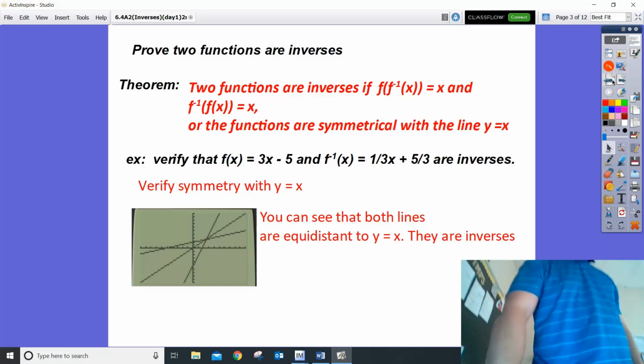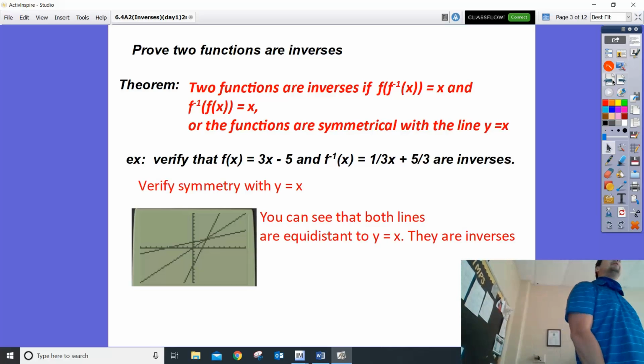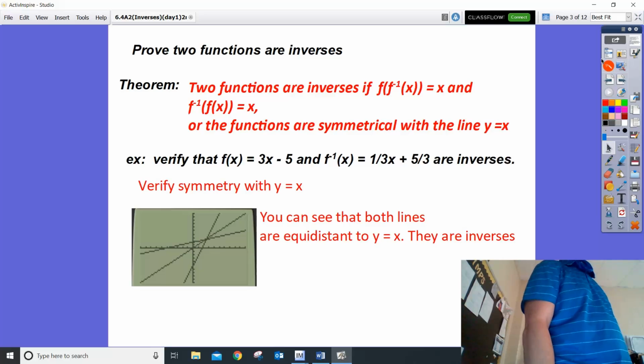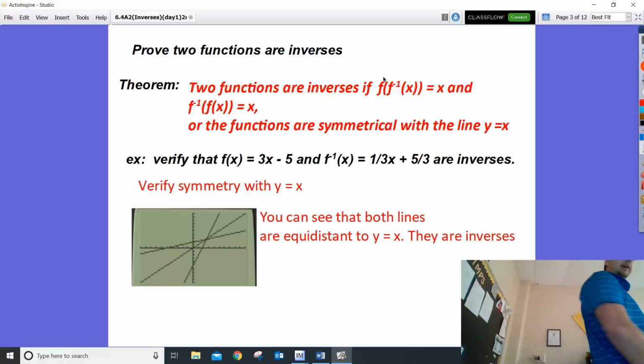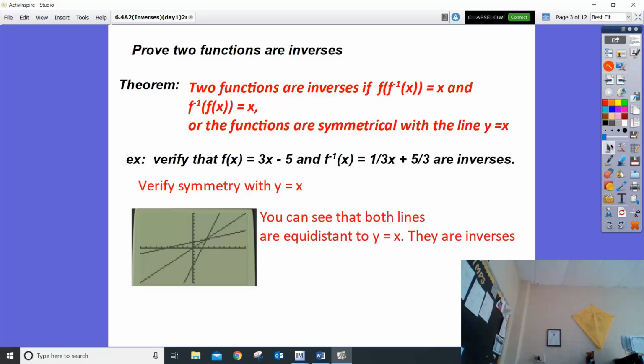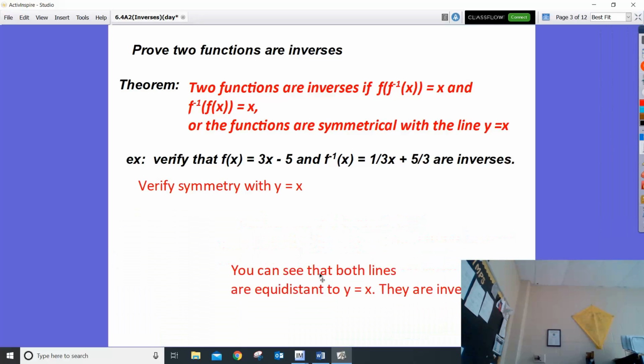So that's where we left off yesterday. We verified the easy way with symmetry in a calculator. Well, now we're going to verify using what it says up here. Two functions are inverses if f of the inverse is x and the inverse of f of x is x. I know the notation's kind of funky. Don't let it be funky.